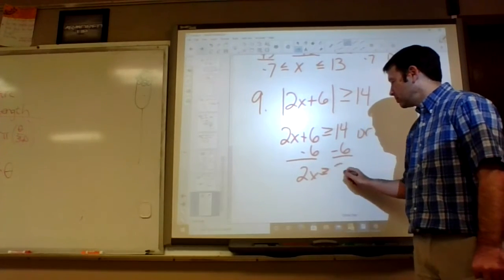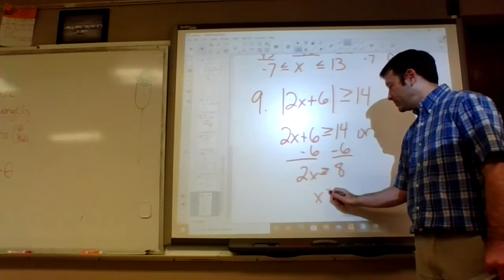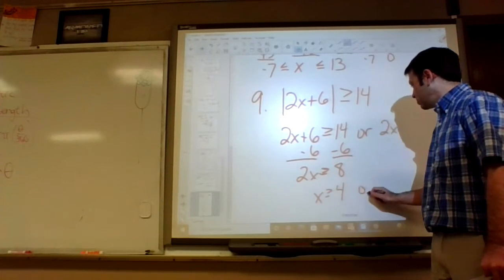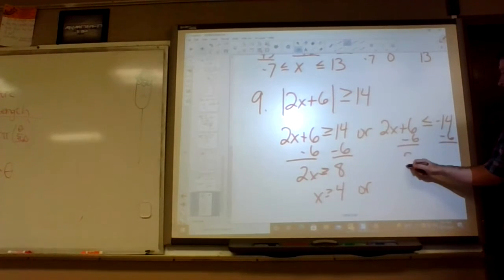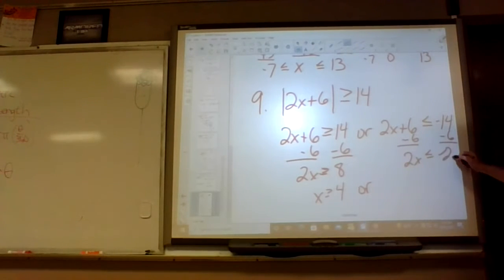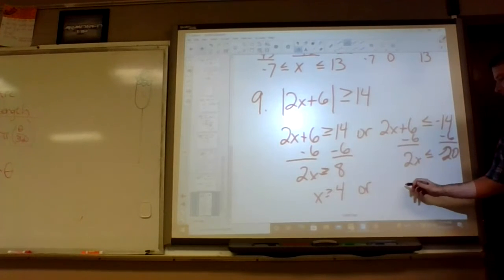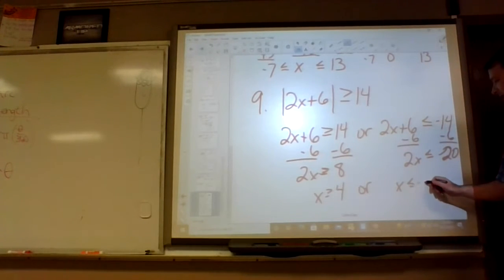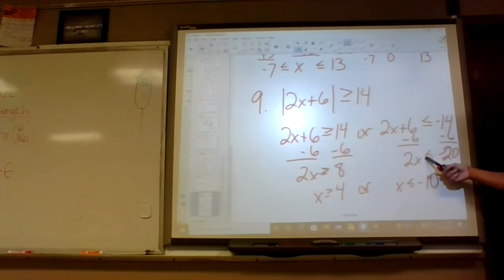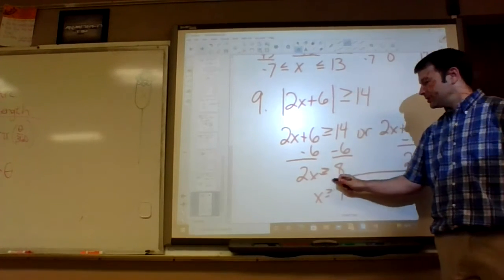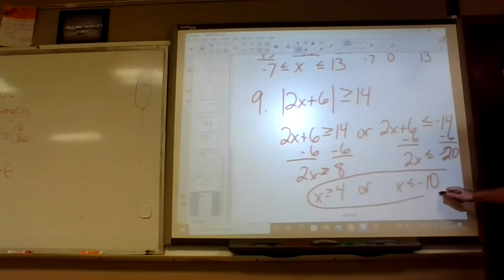I know. Okay, divide by 2 is 4, or what is negative 14 minus 6? Negative 20. Negative 20, divided by 2, it's negative 10. Do I need to switch the inequality on this one? No. I divided by positive 2, not negative 2. Okay, we're not graphing anymore, so I'm just going to stop right there.